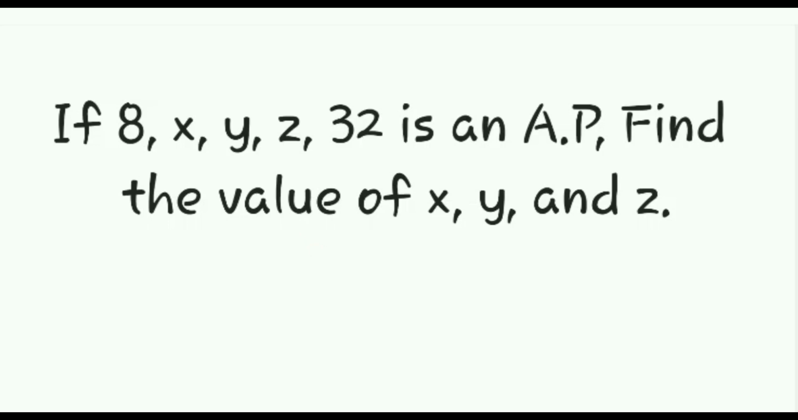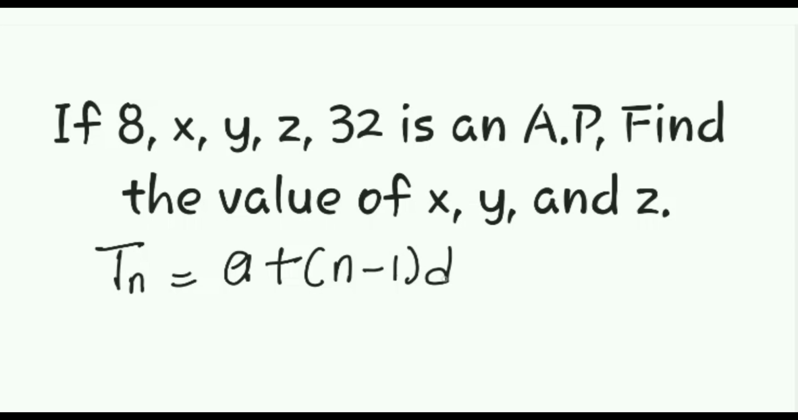We're asked to find the value of x. x is the second term, y is the third term, and z is the fourth term. The nth term of an arithmetic progression is t subscript n equals a plus in brackets n minus 1 times d. Now this formula helps us to find the nth term, that is the value of whatever position in an AP. So here we want to find the value of the second term. a is 8, the first term is a. We are asked to find the value of x, y, and z.